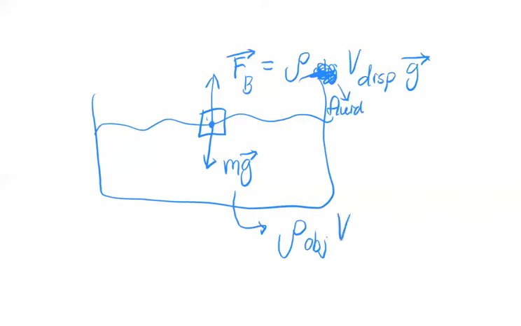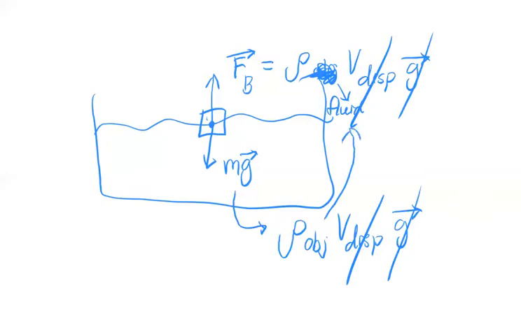The weight is the density of the object times the volume of the object, or the volume displaced, times g, which is the gravitational constant. And we can see, if we compare the two, we can cancel out the volumes, and we can cancel out the gravitational constant. The remaining variables are the densities of the fluid and the object respectively. And that's why an object's density dictates whether or not it sinks or floats.